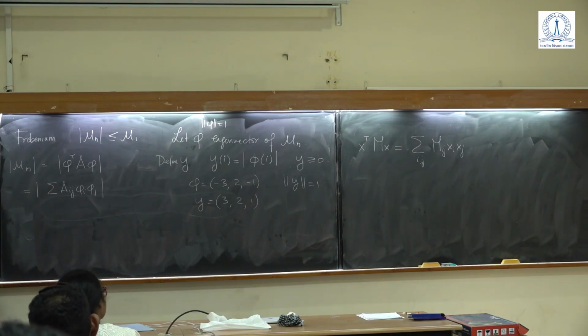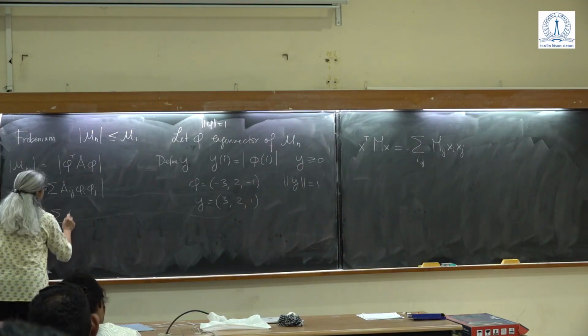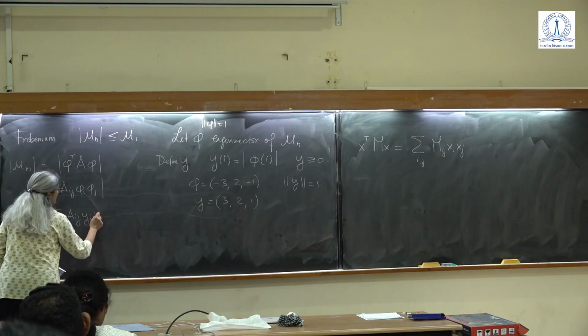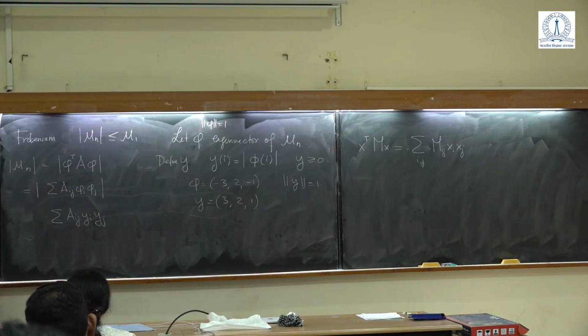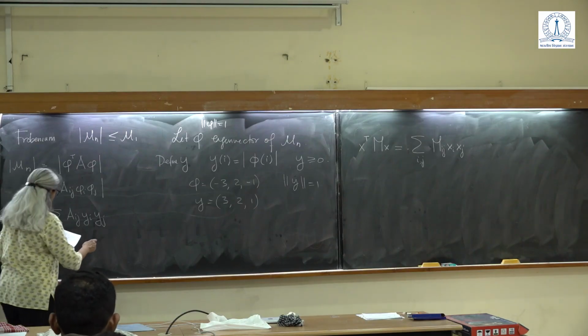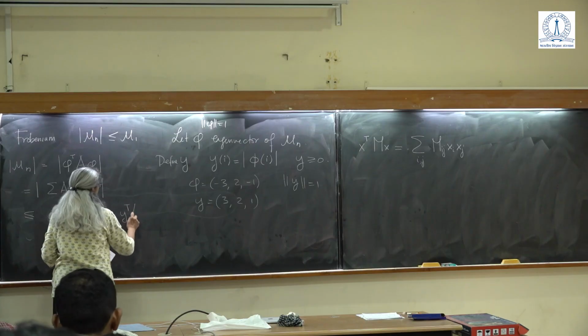How is this related? What happens if I now change this to a_ij y_i y_j? What will happen, you think? It's less than or equal to. Do you agree with that? Because the phis had some negatives possibly, the y's are all positive, and A is definitely non-negative, so you get this inequality. This is the first weak part in Frobenius, that you get an inequality. And this is the same thing as y transpose A y.